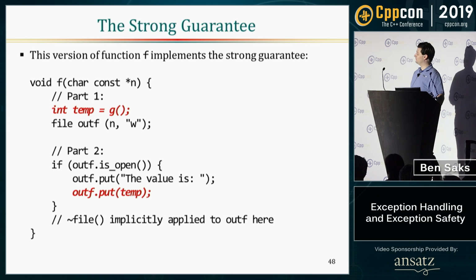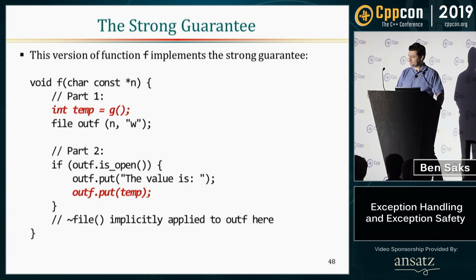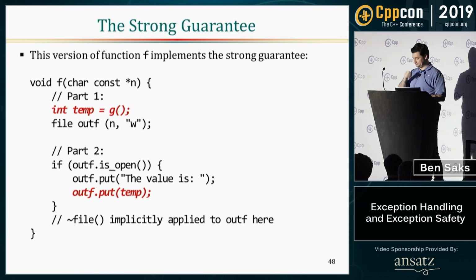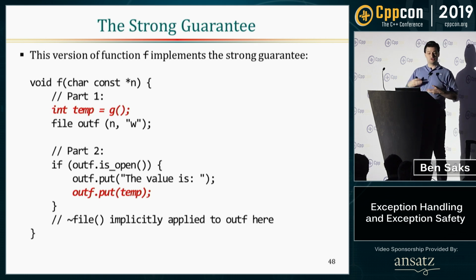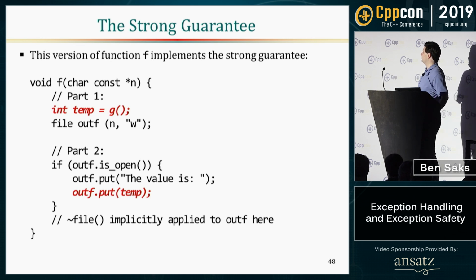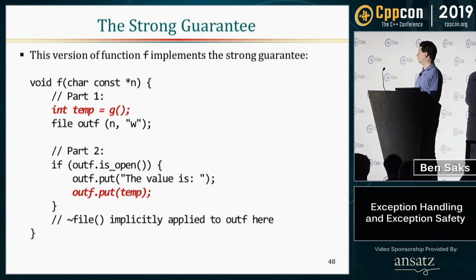Then we go ahead, open up our file, so we check to see whether it's open. And now, once we get to the point where we know that the file is safely opened, now we're in the part of the code that can't throw exceptions, and it's safe to go ahead and write everything out to the file, because we know that those write operations will succeed. And now this version of the function implements the strong guarantee, because if G throws an exception, then we haven't done any work, we haven't written anything to the file before we got to that point, and the file remains unchanged.